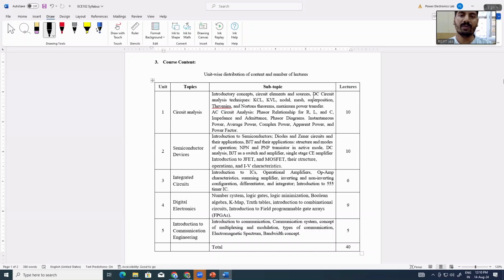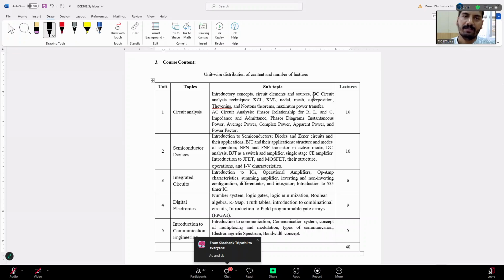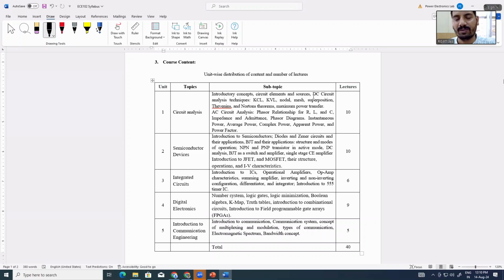What are the different types of sources? Can you tell me the different types of sources available? Cell, batteries, generators. Battery provides a special type of source. So what is that type of source?